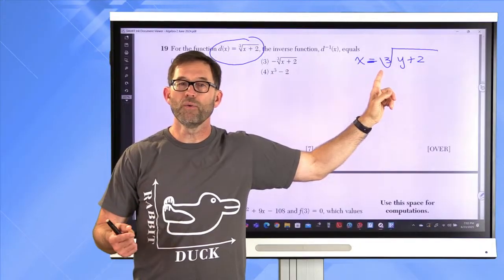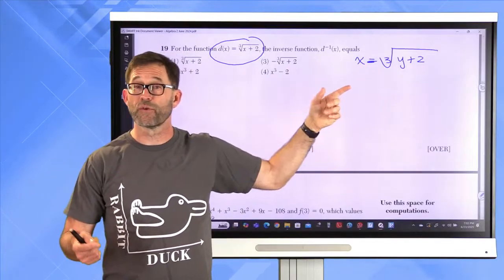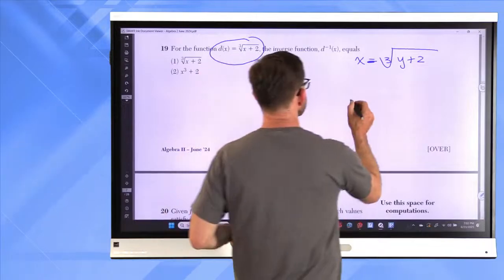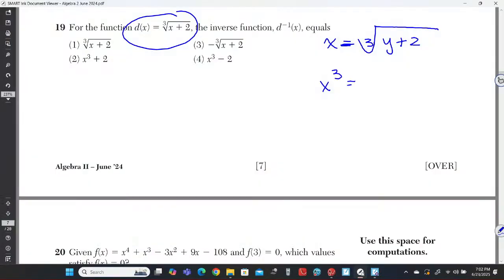We have to undo that by doing the inverse operation. So the first thing I'm going to do is cube both sides. That'll give me x cubed is equal to y plus 2. And then I'm going to subtract 2 from both sides, and that'll give me x cubed minus 2 is equal to y. And so d inverse of x is x cubed minus 2.